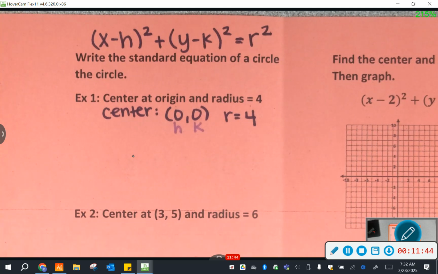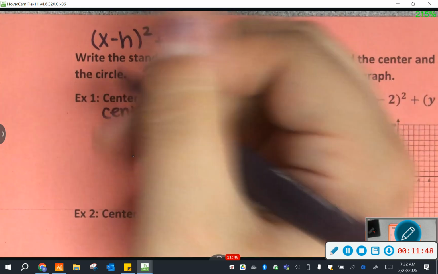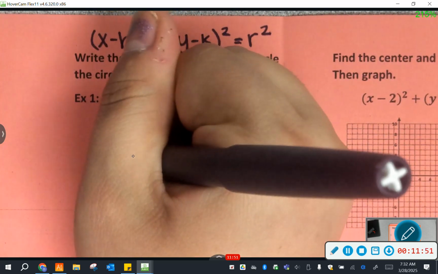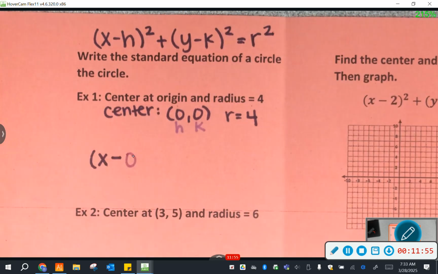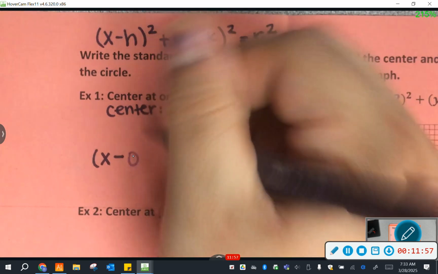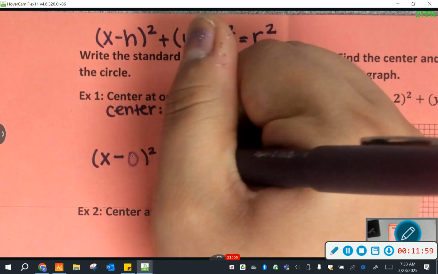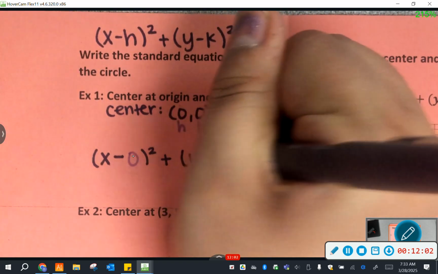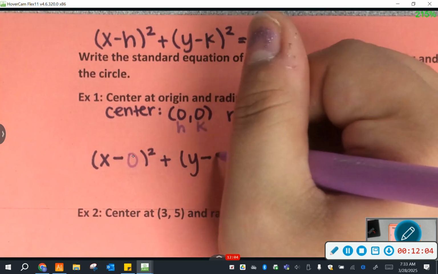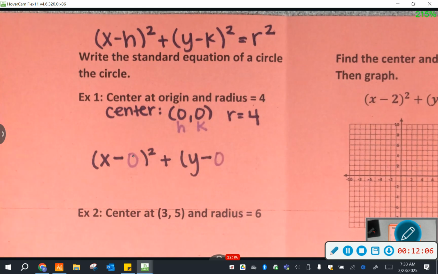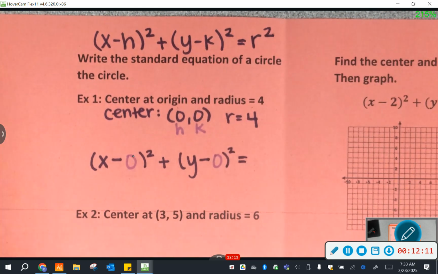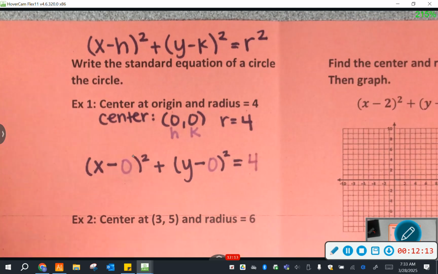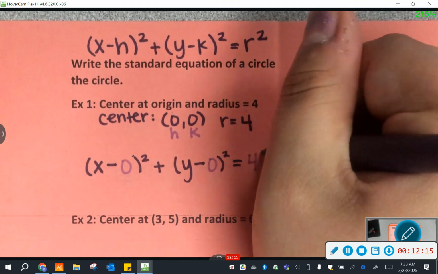And what we are going to do now is we are just going to plug in. So, x minus, what's my h here? 0, squared, plus y minus, what's my k? 0, squared equals, what is my r? 4, and then don't forget, this is what everybody forgets, squared.